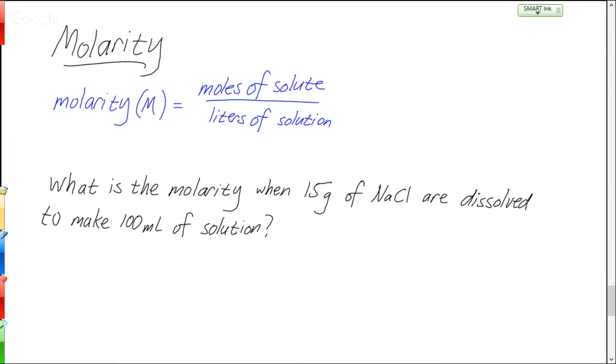So to figure this out, it's just like any other concentration measurement. You're going to divide amount of solute by amount of solution. The difference here is because we're asked specifically for molarity, that tells us that our final answer needs to be moles on top divided by liters on the bottom. So we look at the units that we're given, and we may have to convert them to do that. We're given 15 grams of sodium chloride, which is not moles, and we're given 100 milliliters of solution, which is not liters. That means this part is going to have to get converted to moles, and this part is going to have to get converted to liters. And then when we convert those two, we can divide them.